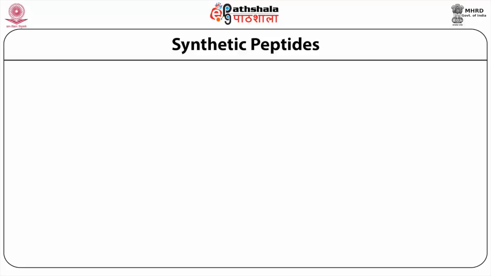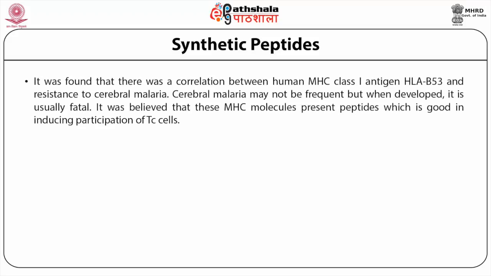Another approach, which has been called reverse immunogenetics, is also based upon the above fact. The T cells recognize these peptides in association with MHC molecules of the animals. It was found that there was a correlation between human MHC class I antigen HLA-B53 and resistance to cerebral malaria. Cerebral malaria may not be frequent, but when developed, it is usually fatal. It was believed that these MHC molecules present peptides which are good in inducing participation of TC cells.